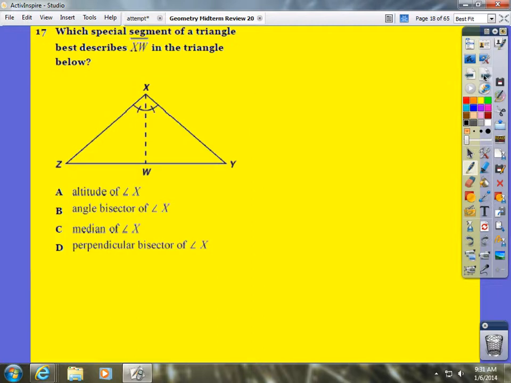Which special segment of a triangle best describes XW? It wants to know what this could be, and we already know that this angle is equal to this angle. So we have an angle bisector. It cuts the angle in half, which means we have B, an angle bisector.